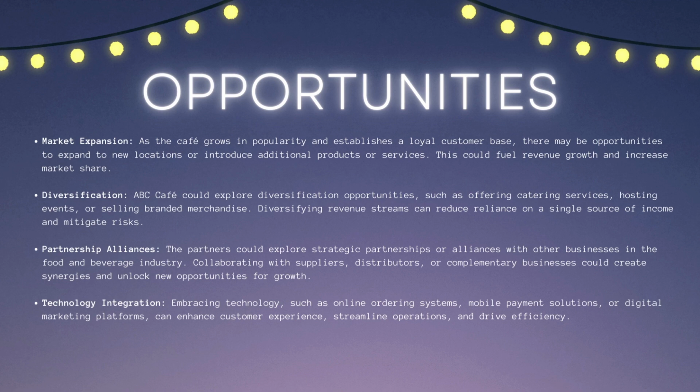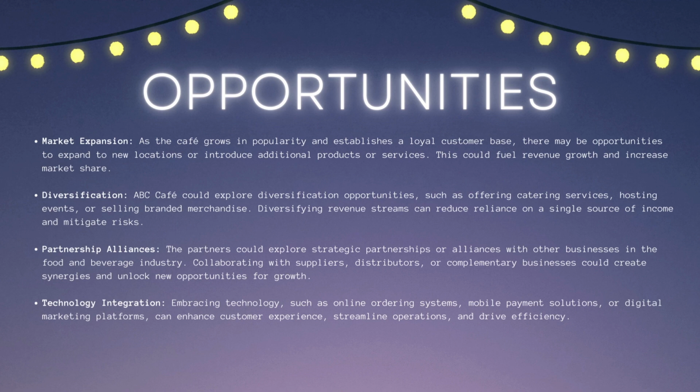Partnership alliances. The partners could explore strategic partnerships or alliances with other businesses in the food and beverage industry. Collaborating with suppliers, distributors, or complementary businesses could create synergies and unlock new opportunities for growth.